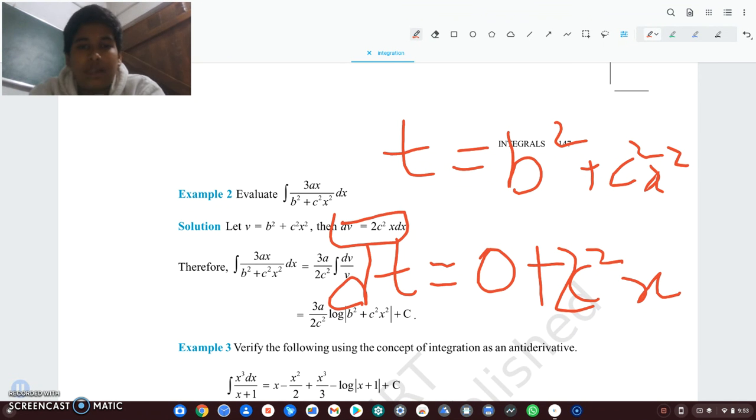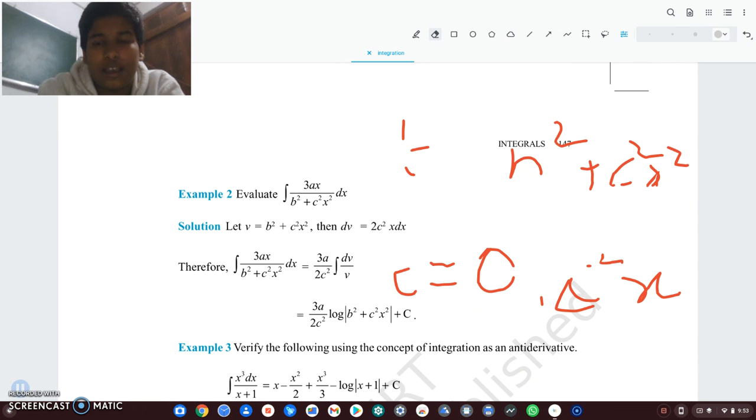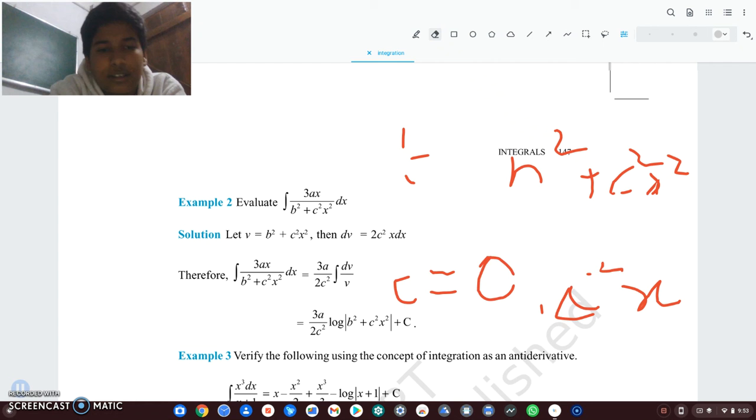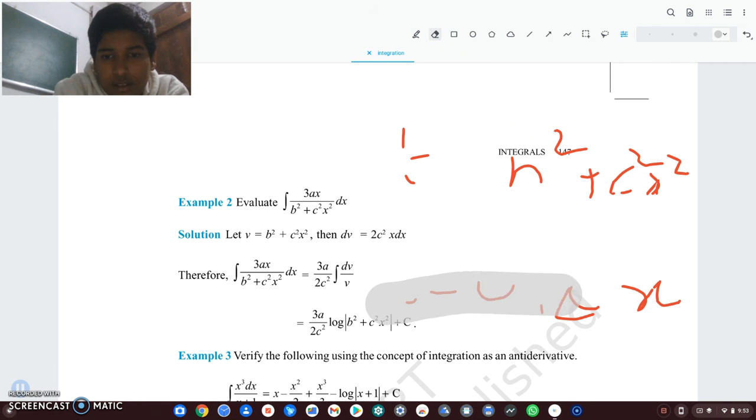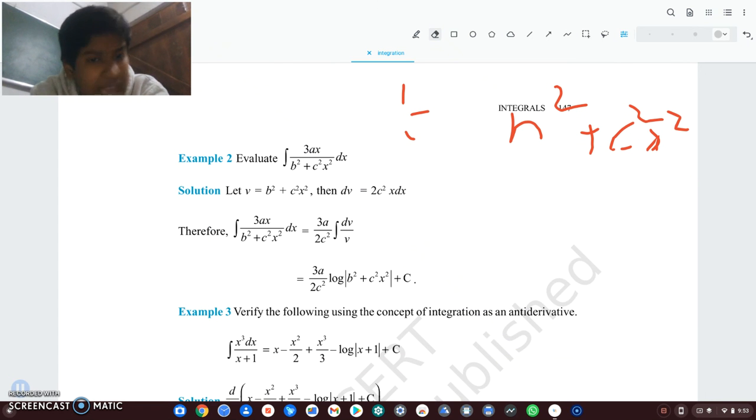Okay, now we can put this value here, and if we are able to put this value here, then we would easily get the answer. Yes, so we would get this value, and we are able to see 3ax. We don't need 3ax, so what can we do?